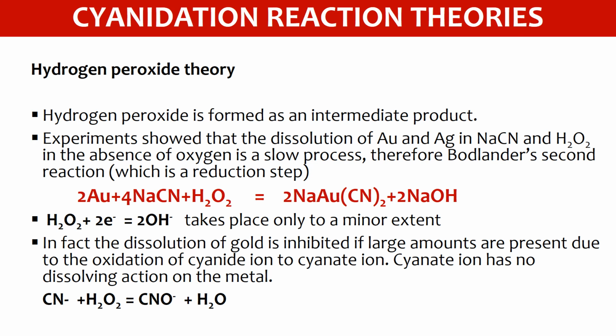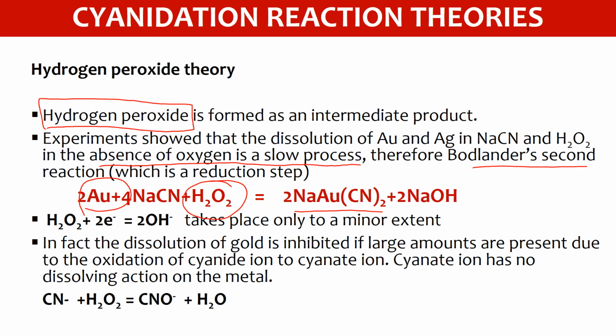Right. So here, as we said, hydrogen peroxide is formed as an intermediate product. He did his experiments, as I said, and he realized that in the absence of oxygen, the dissolution process is very slow. Hence, he suggested this second reaction, which is the reduction step. So here, as we said, your hydrogen peroxide and your gold, and then you have your complex.